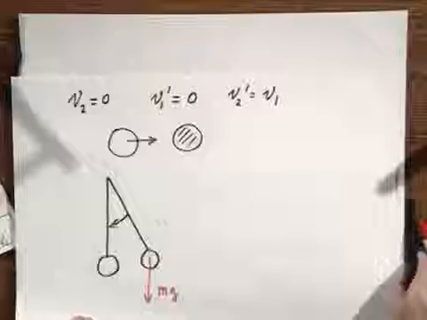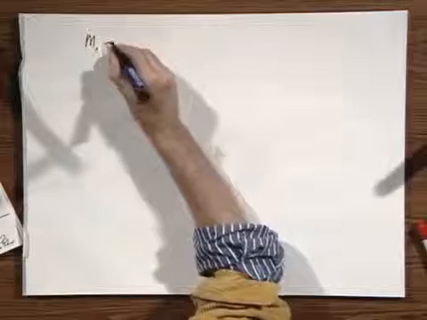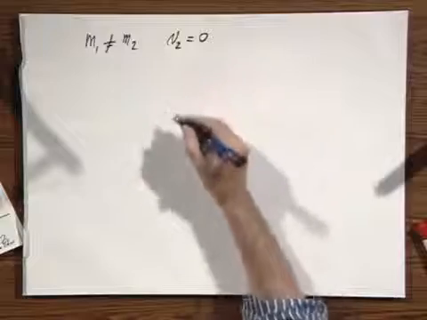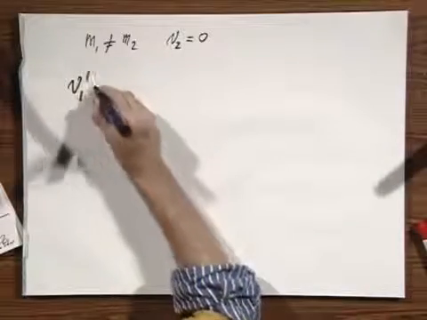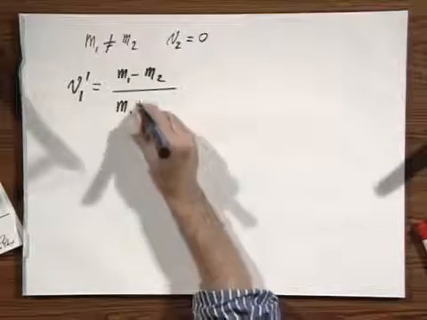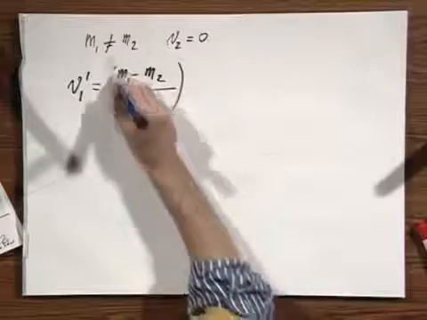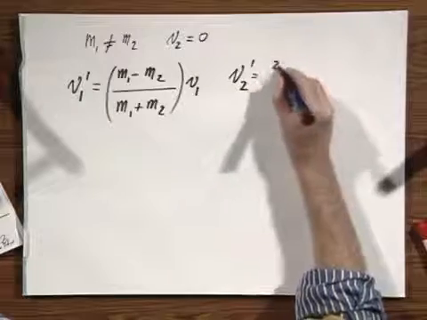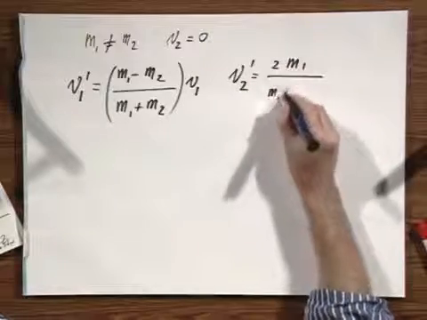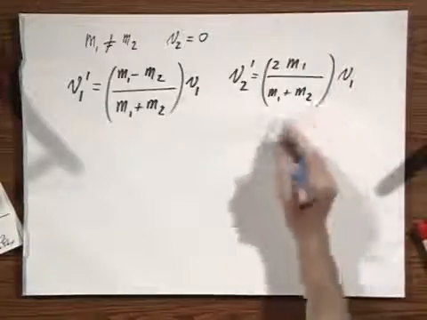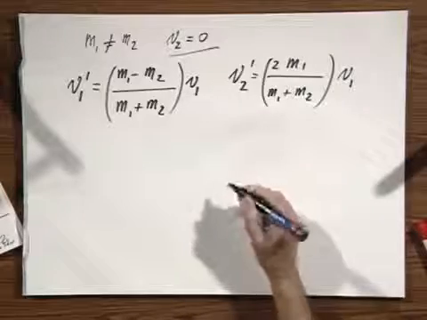So let's now take a situation where M1 is not M2. But for simplicity, let's still take V2 equals 0, so our equations become a little simpler. It's the same equation that I wrote before, but I substitute V2 equals 0. So this is V1 prime, and V2 prime equals 2M1 divided by M1 plus M2 times V1. Same equations as before, but I substitute V2 equals 0.